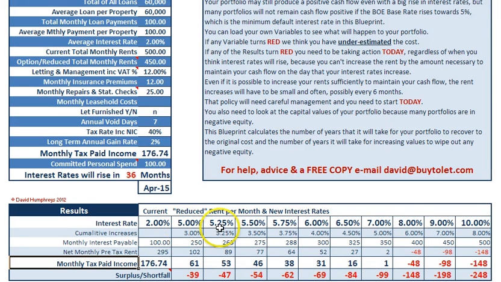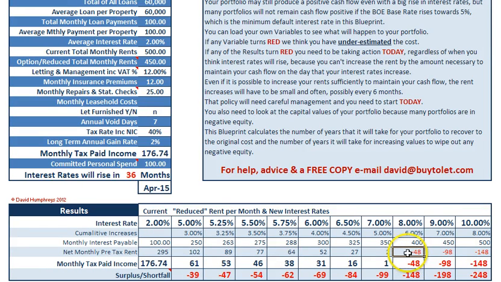Now, the first four interest rates are 0.25% increases from 5%, 5.25%, 5.5%, 5.75% to 6%. We then go up in 0.5% variables to 7%, and then 1% variables to 8%, 9%, and 10%. As you can see on the bottom line, the surplus shortfall is in red the whole way through. But when we get to 8%, and this is a figure that most people think interest rates will rise to, in fact, at minus £48, you have a negative position even before tax is paid, because your net monthly pre-tax rent is minus £48, and you remain in negative cash flow thereafter.